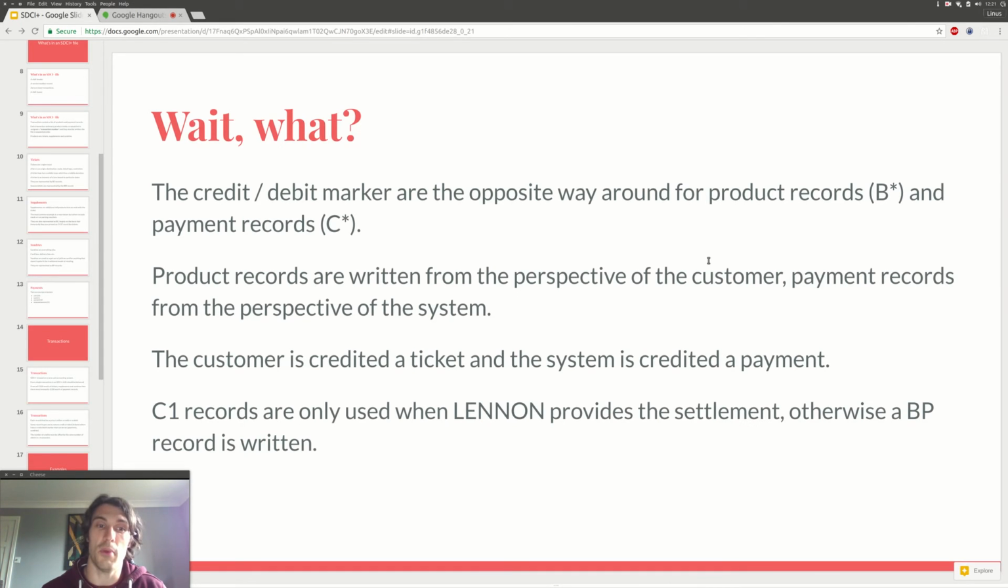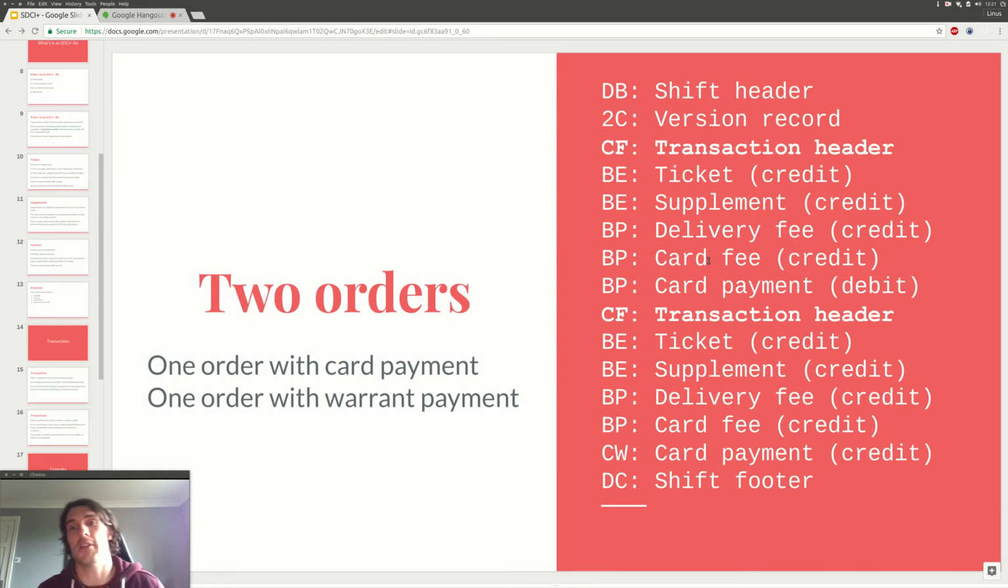However, you may have also spotted that in this example, the card payment is not a C1 record. A few slides earlier, I showed the payment types, and they all begin with C, and card payment is C1. However, the C1 payment record is only used when Lennon is doing the settlement. Settlement is the financial actual movement of the money. When you do payment systems, they break down into authorization and settlement. Essentially, Lennon used to do settlement, but not anymore.